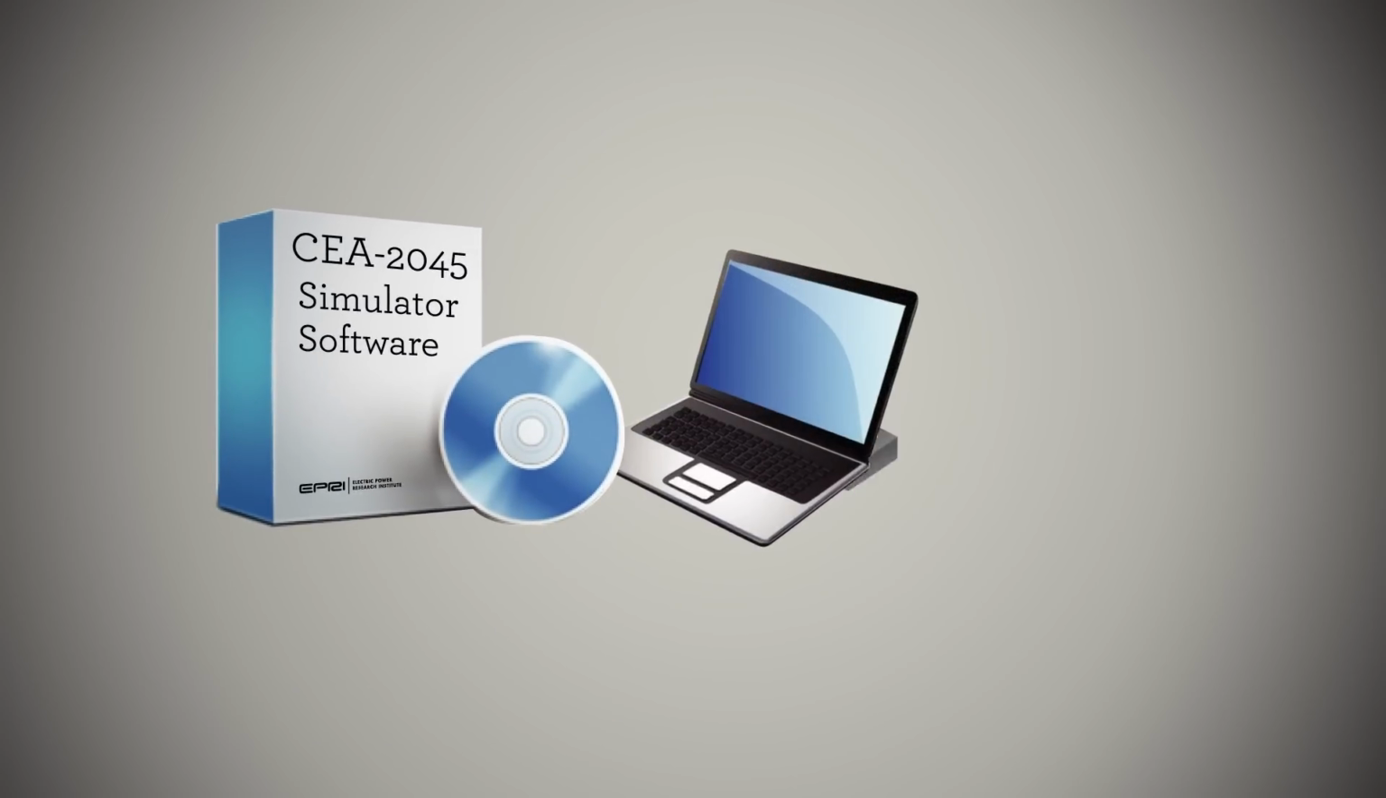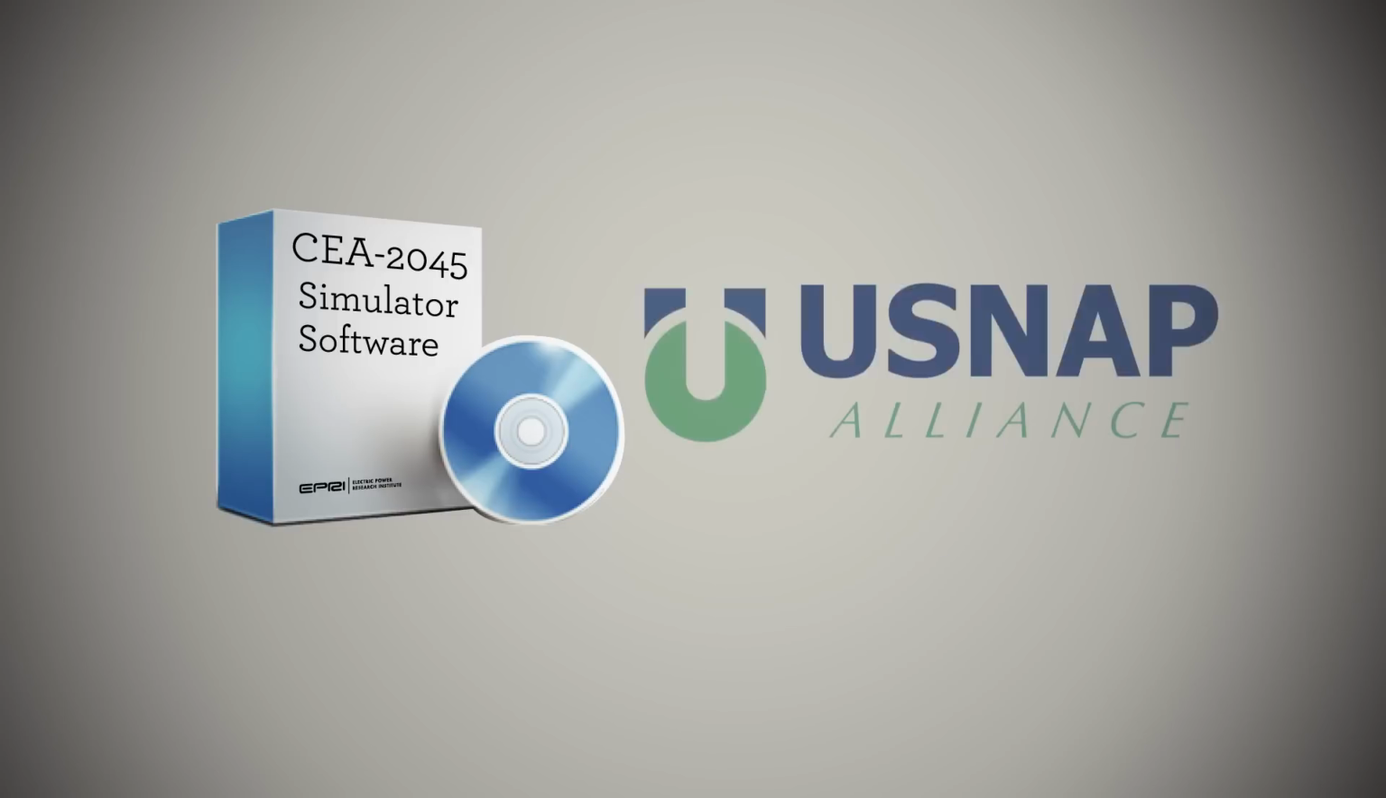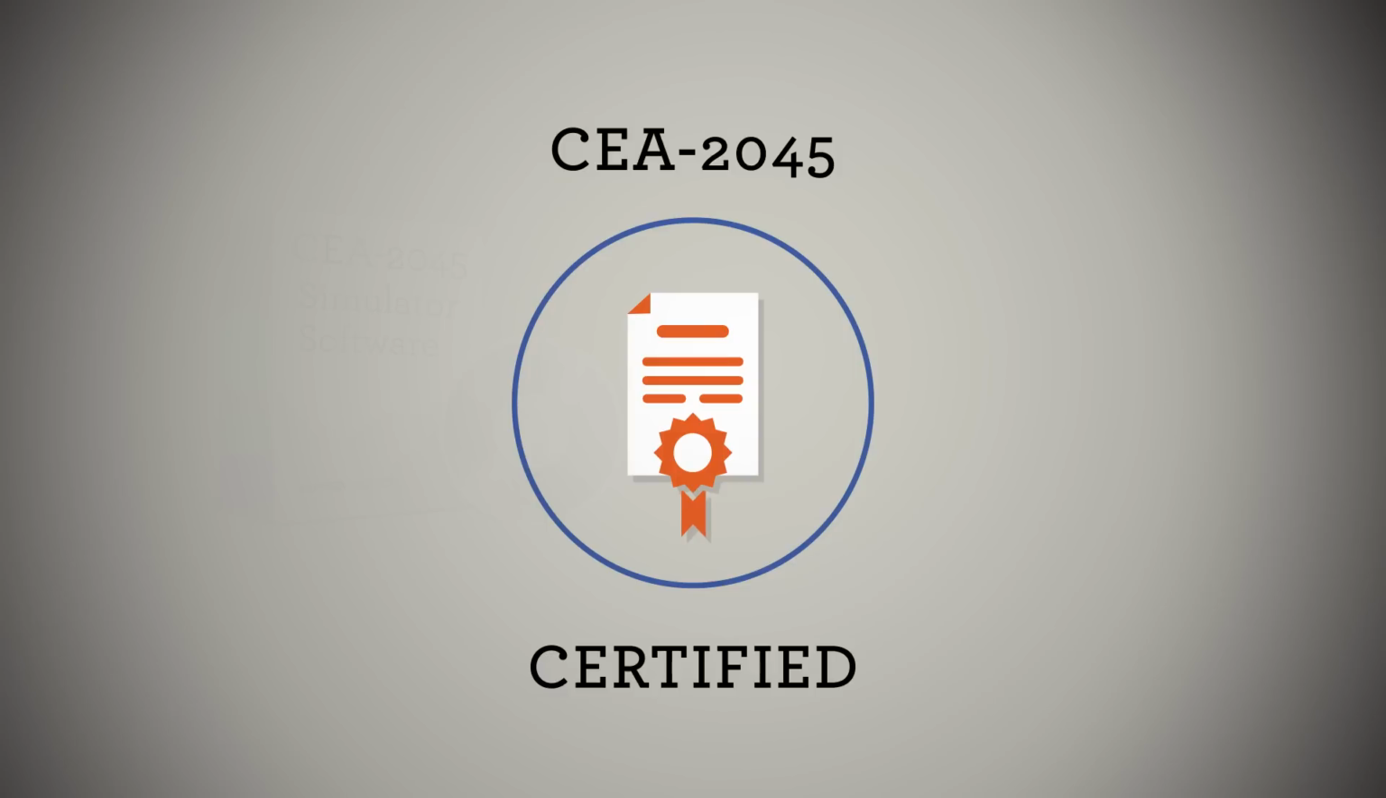In addition, EPRI has produced simulator software and hardware that is helping manufacturers of appliances and communication modules develop their products. This software is accelerating efforts by the USNAP Alliance to establish certification testing to the CEA 2045 standard.